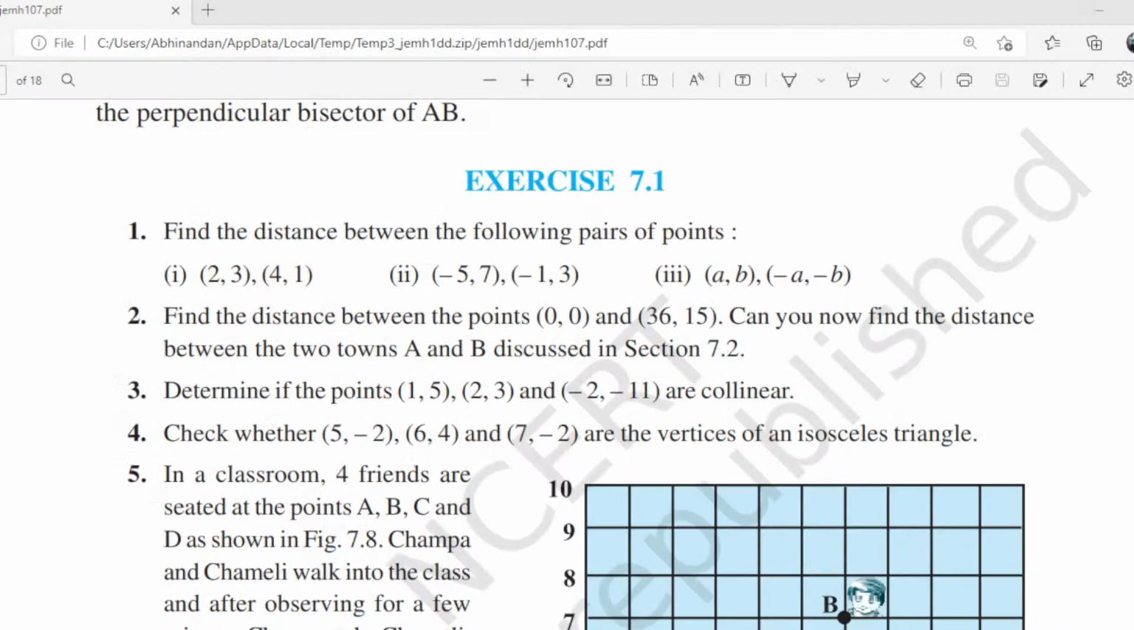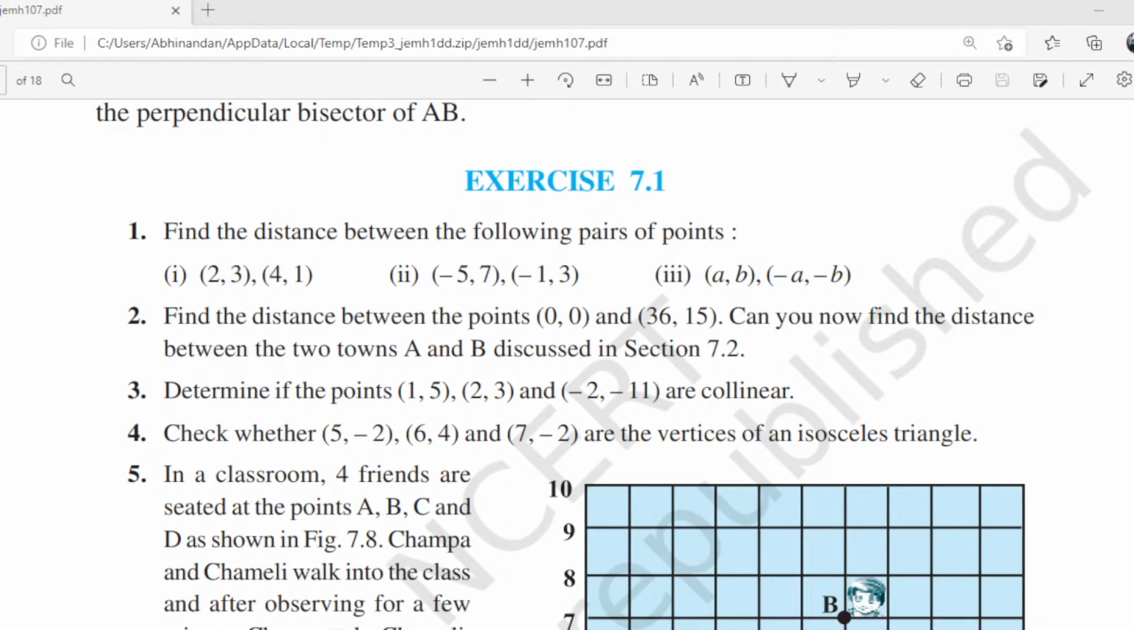So here I'm going to solve this NCERT exercise 7.1. In the previous class, I have already given the formula and the derivation for the distance formula. If you haven't seen that lecture, definitely watch it. And before that, first go through lecture 1 of coordinate geometry, the introduction to coordinate geometry. And now solve this question.